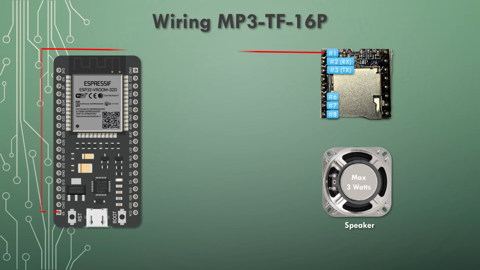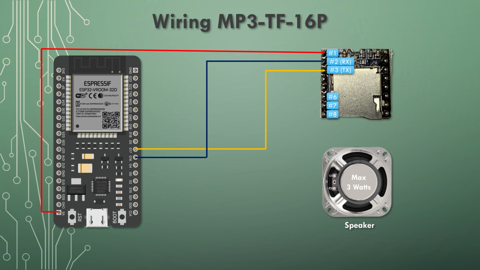Pin number 1 of the MP3 player goes to the 5-volt pin on the ESP32. Pin number 2, which is the RX pin, goes to GPIO 16. Pin number 3, the TX pin, goes to GPIO 17. Pin number 7 is the ground pin, so it goes to the ground on the ESP32. Pin number 6 is connected to one terminal of the speaker, and pin number 8 is connected to the other terminal of the speaker. And the speaker must be 3 watts or less, because that's the maximum that the MP3 module can handle.